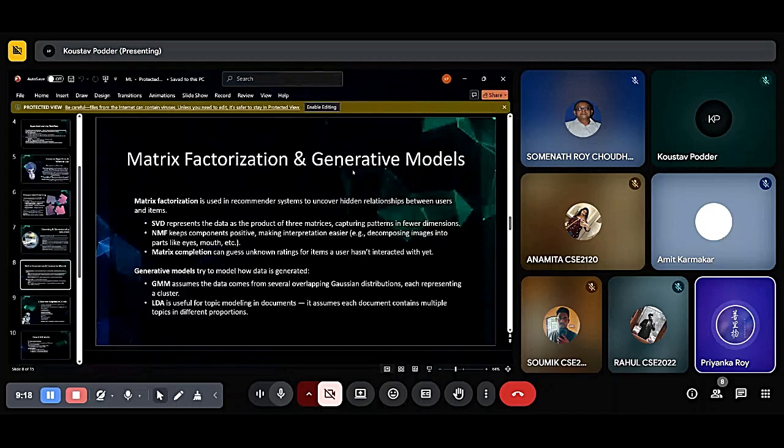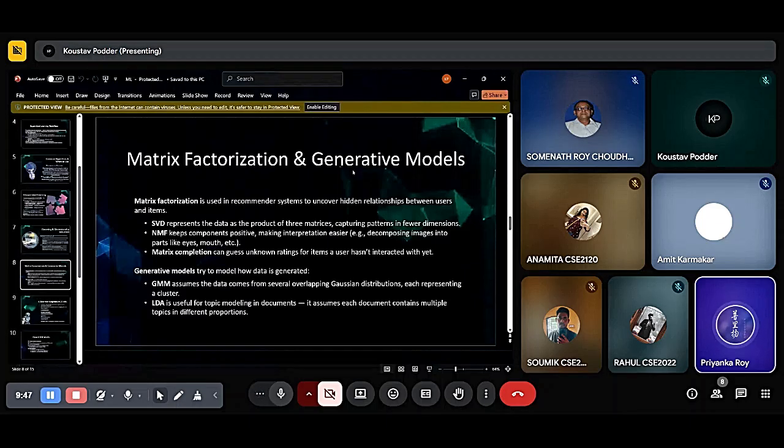Next, NMF, which stands for Non-Negative Matrix Factorization, keeps everything positive, making it easier to interpret, for instance, decomposing an image into meaningful parts like eyes, nose, and mouth. Next, matrix completion. It can fill in missing values, such as predicting ratings for items a user has not seen yet. Then we have some generative models.